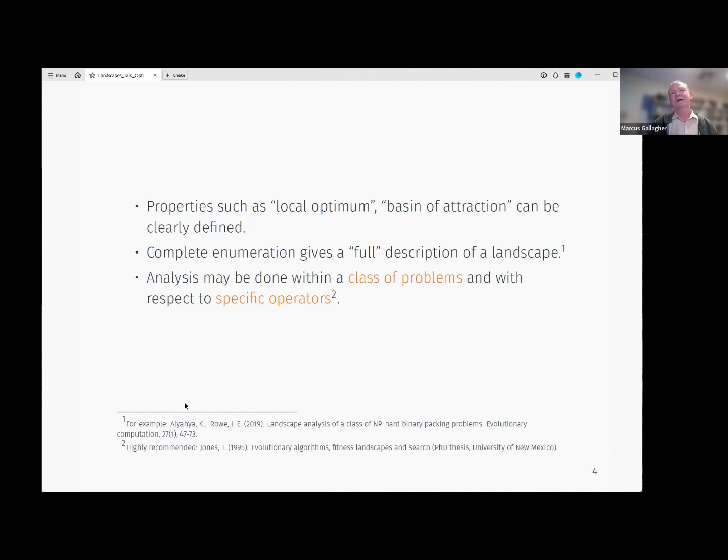Usually you'd be doing this analysis with respect to a certain class of problems, perhaps graph coloring problems or something, and also with respect to specific operators, because it's really important to connect properties like local optimum to the actual move operator that you might consider or your algorithm might implement when you do search.